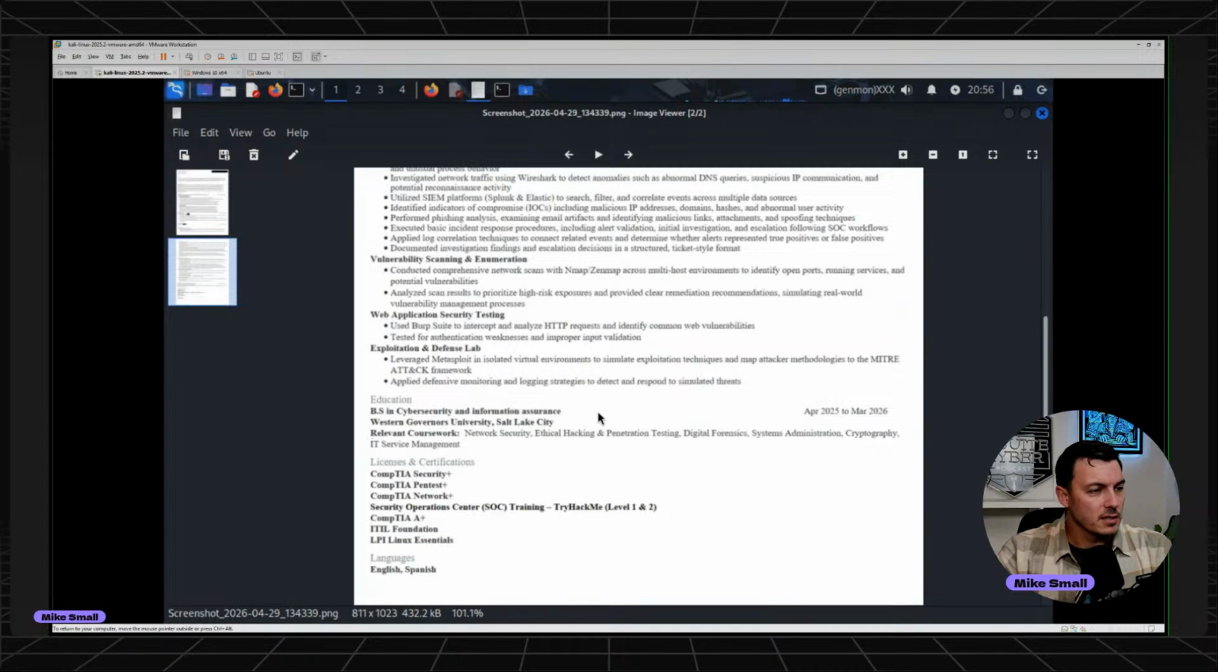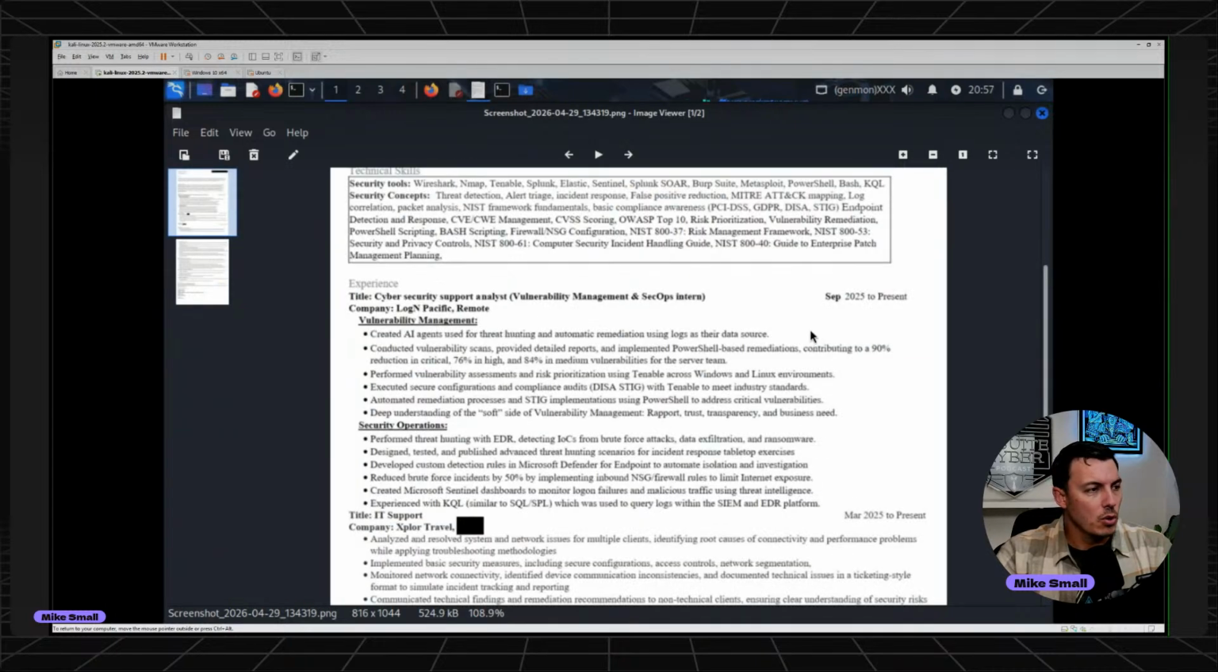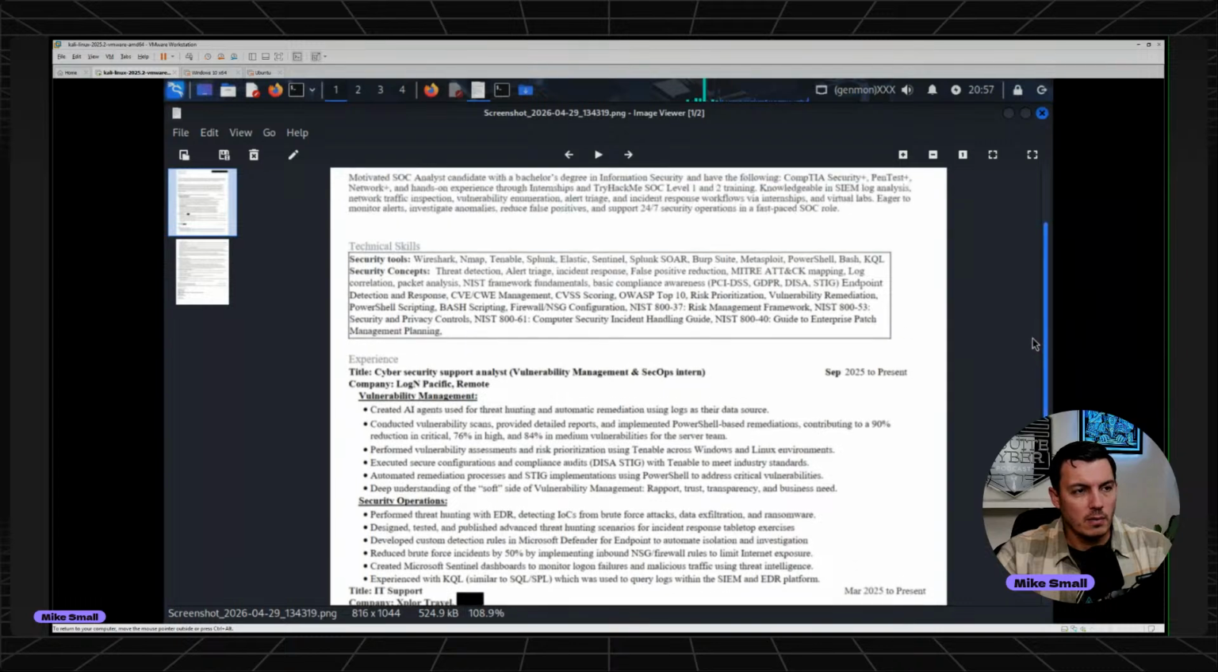We have a BS in cybersecurity assurance from Western Governors, relevant coursework. Then we have all her certifications: ITIL, LPI Linux Essentials. Oh, we got Linux One, cool. Security operations training, TryHackMe Level 1, Level 2. This isn't bad. I would honestly move... well, I guess you already did it up here.